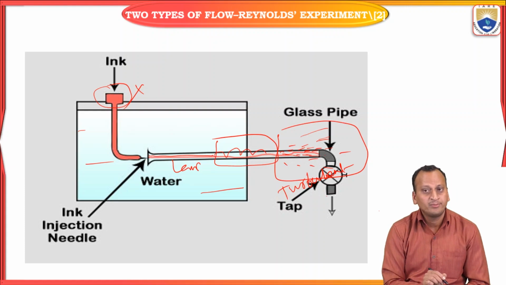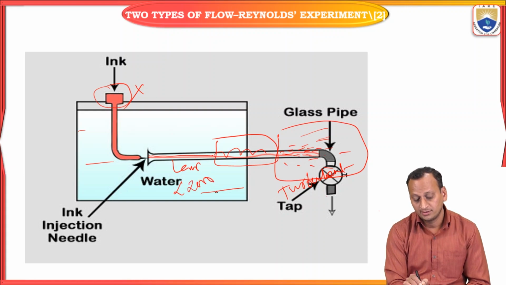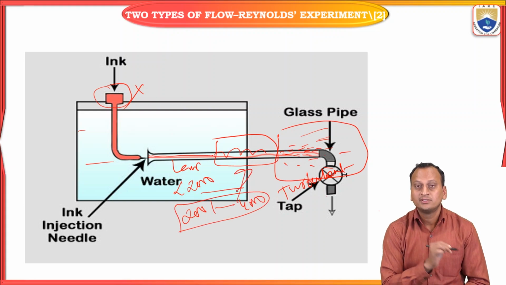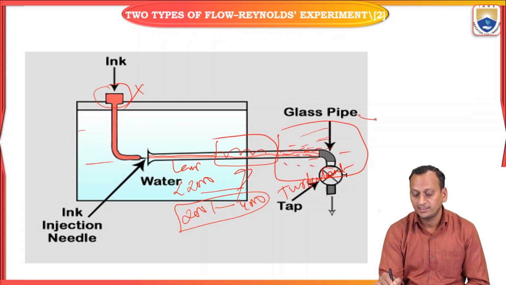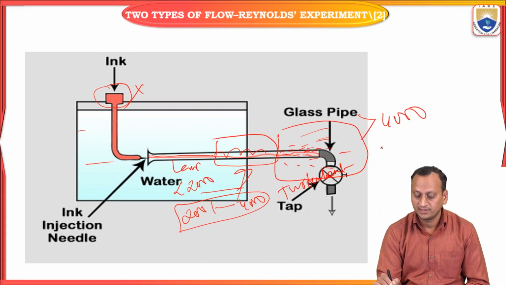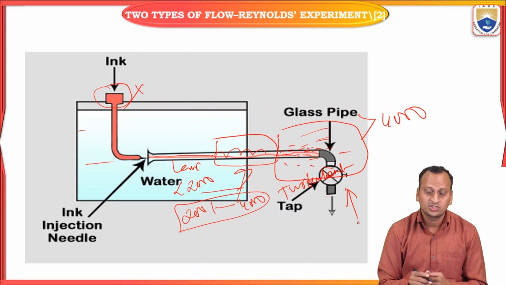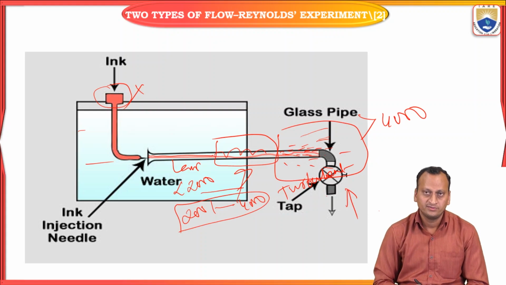Whenever it is laminar, the Reynolds number will be less than 2000. If the Reynolds number is in between 2001 and 4000, then you can call it a transition zone. And if it is greater than 4000, then we can call it a turbulent flow. This was demonstrated by Reynolds with this experiment.